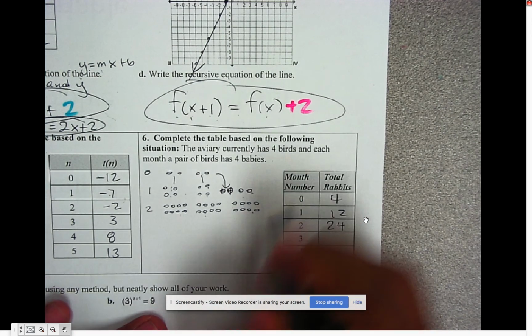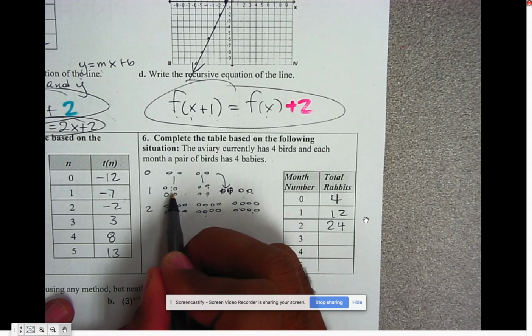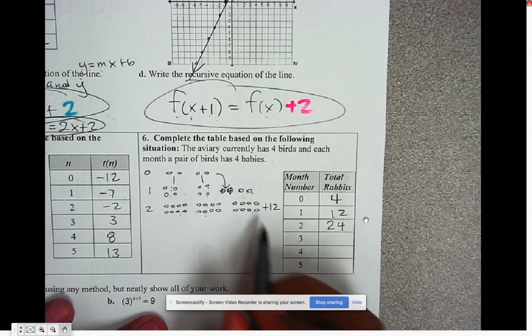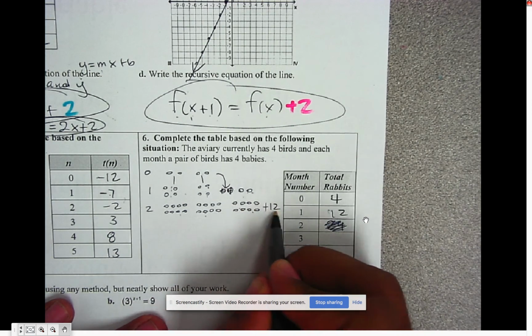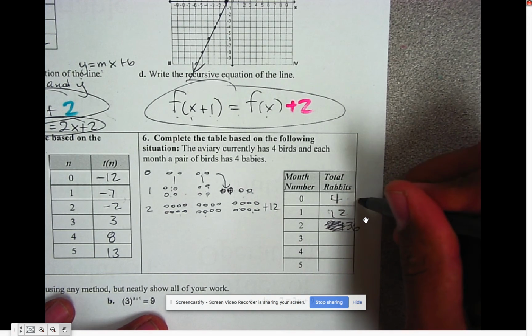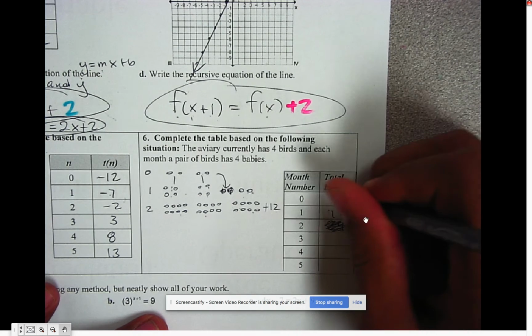Oh, and sorry, I also have to include the parents in that total. So now I'm going to add the 12 parents right here. Sorry, I shouldn't have written 24 here. So really it's 24 plus the 12 parents, which is 36. So now I'm going to check out the pattern so I can fill out the rest, because I don't want to draw all those babies anymore.